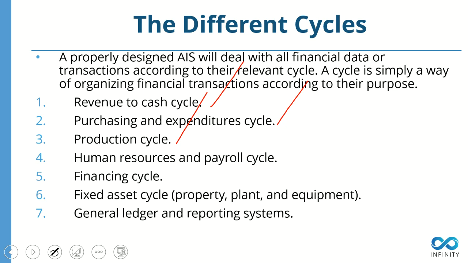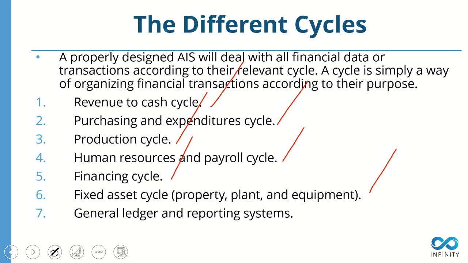The production cycle will be dealing with how the production process is happening in the organization. The human resources and payroll cycle will be dealing with how employees are hired and how you are paying them, and what data is kept in the accounting information system. The financing cycle is dealing with how you are generating funds for the organization to work. And the fixed asset cycle will be dealing with how you are acquiring fixed assets, how you are maintaining them, and how you are keeping the depreciation data. All those things will be covered under the fixed asset cycle.